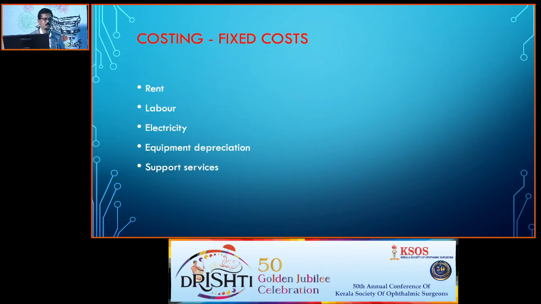When you do a costing exercise, there are two types of costs involved. We all know that. One is the fixed cost. Fixed cost is something you have to pay whether you operate on one patient or on 100. The rent that you pay for the building, as most of us start in leased property. Labor is a very important cost, because salaries and labor will always be there, even if you operate on few patients or more. Electricity, your equipment, depreciation of the equipment and other support services that you have.